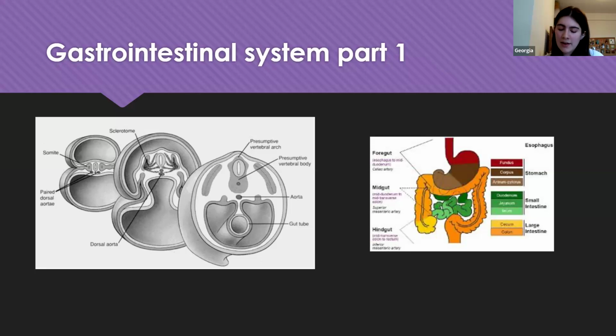Of note, the midgut expands a lot during embryonic development, and as it does so, it rotates 270 degrees while fixed to its artery, which is the superior mesenteric artery, and the vitelline duct. Now, this rotation is split into two parts. So you have 90 degrees on herniation and 180 degrees when it returns to the abdomen, because its expansion is so great, it leaves and then comes back.